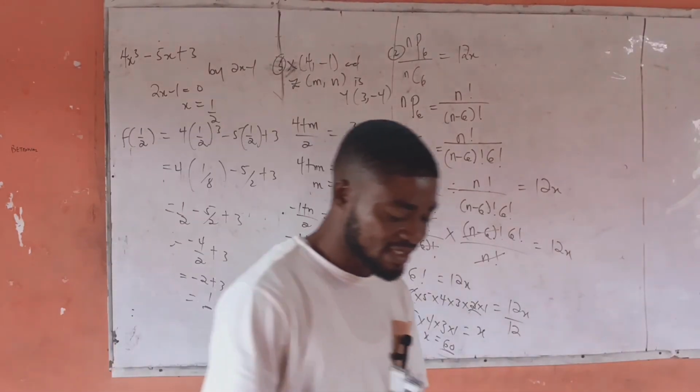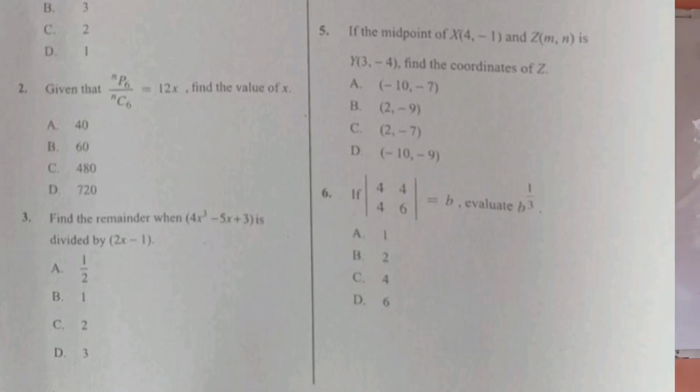We go to question 6, after which I'm bringing you the answer to question 4. Now question 6 reads that if we have the matrix, so this is a matrix question, if the matrix with rows 4, 4 and 4, 6 has determinant b, then we have to evaluate b power 1 on 3.